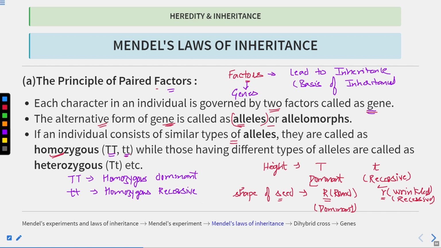Clear? But if the organisms have different types of alleles, these are known as heterozygous. So heterozygous will be capital T and small t. So this is the heterozygous condition.